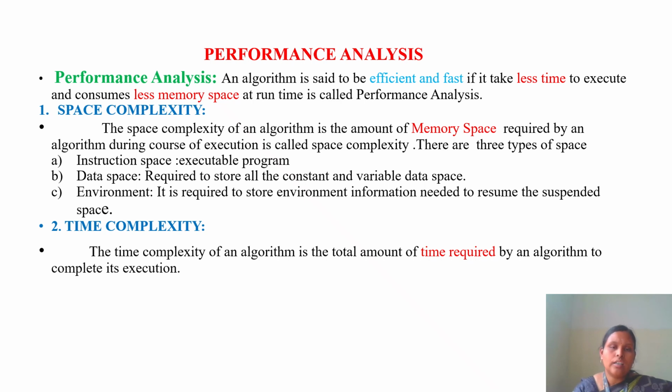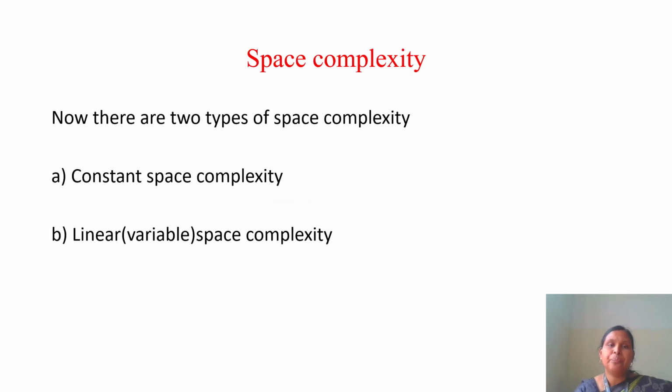And the second one is time complexity. The time complexity of an algorithm is the total amount of time required by an algorithm to complete its execution. Space complexity can be classified into two types. The first one is constant and the second one is linear. Another name for it is variable space complexity.